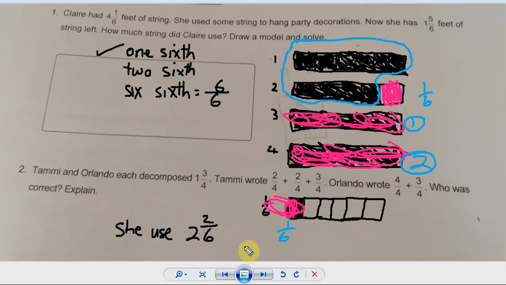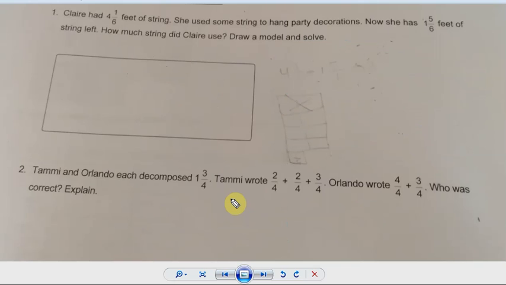So that is question 1. And there we have drawn a model to show how much she used, how much was left back. Alright, so let's clear the screen and try number 2. So I hope you can pause the video here and try it.